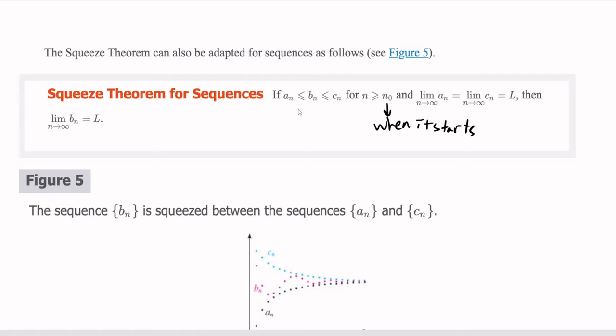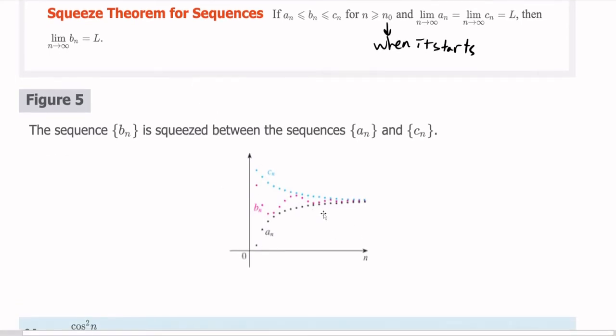So for a little bit, if A and B and C are all mixed up, like A is the biggest and then maybe C is next and B, that could happen for a little bit. But as long as at some point this holds all the way out to infinity, and these two, the smallest and the biggest, have the same limit, L, that forces the middle to have the same limit. So here's the picture.